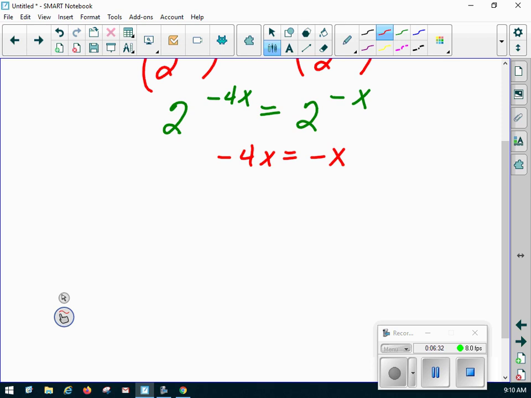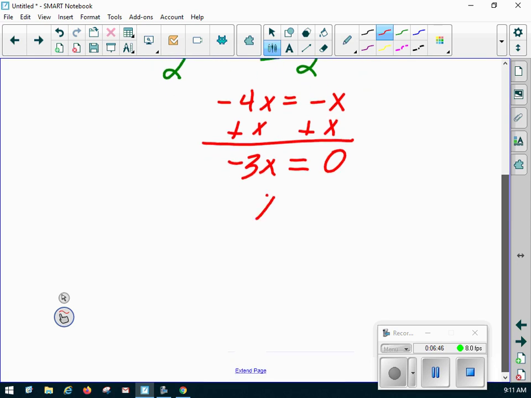Fine. If I add x to both sides, negative 3x equals what? 0. Divide by negative 3. What's 0 divided by negative 3? 0.